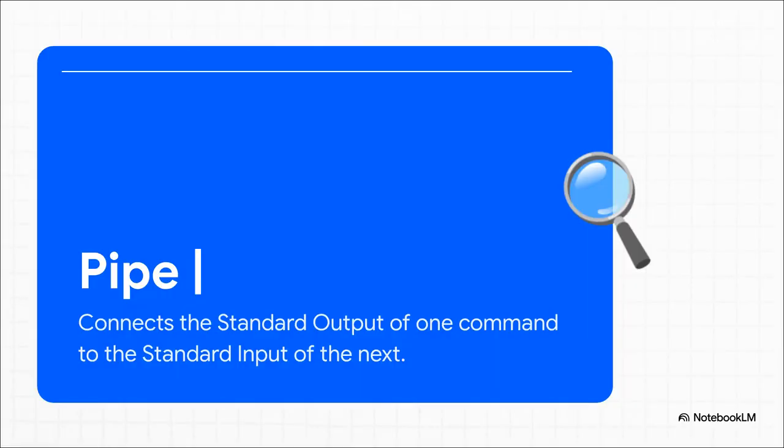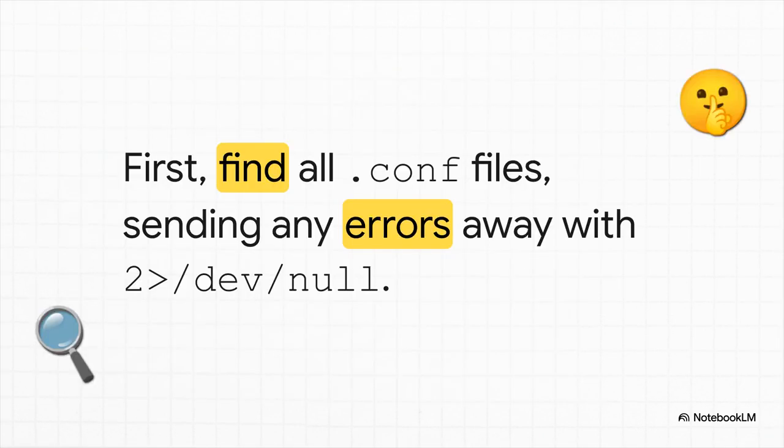This simple vertical bar, the pipe, is honestly one of the most powerful tools in your entire terminal toolkit. What it does is create a direct, in-memory connection. It takes all that successful output, the stdout, from the command on the left, and just funnels it, streams it directly into the standard input of the command on the right. No files, no fuss. So let's build one of these pipelines right now.